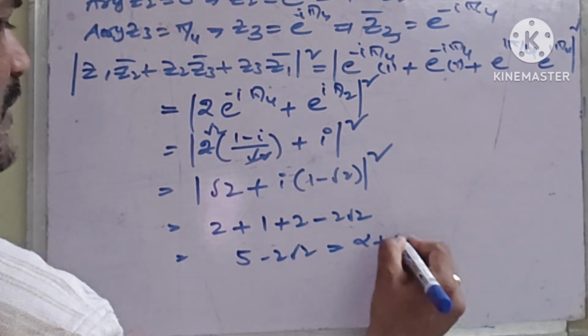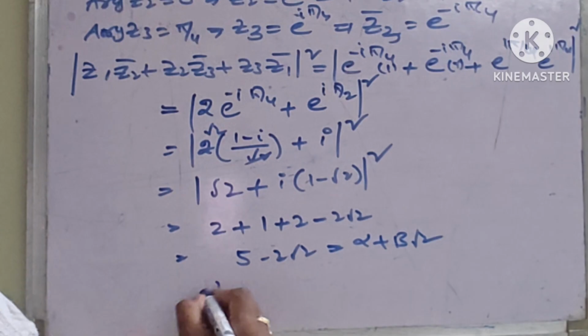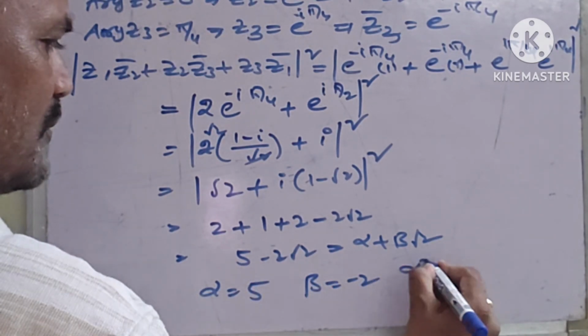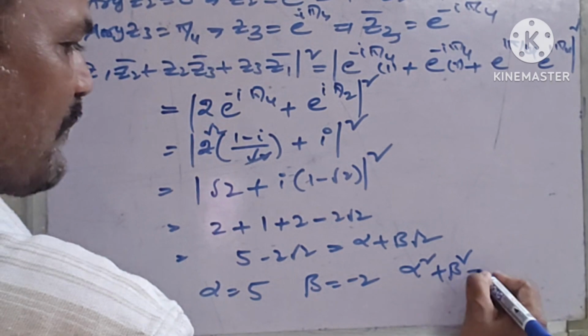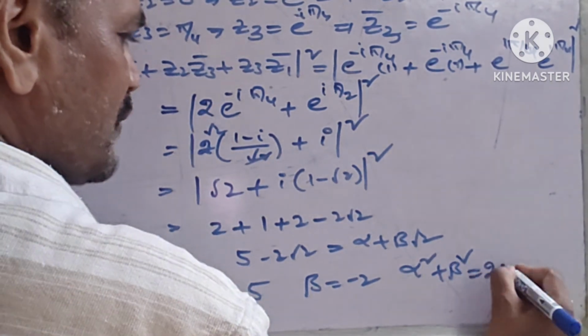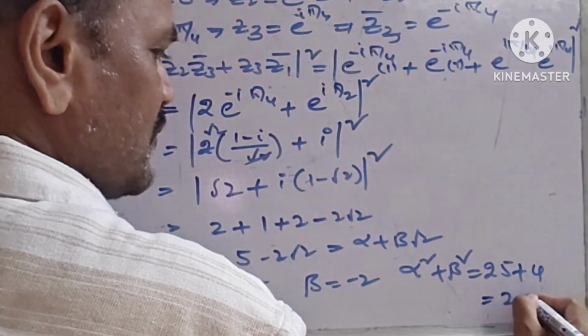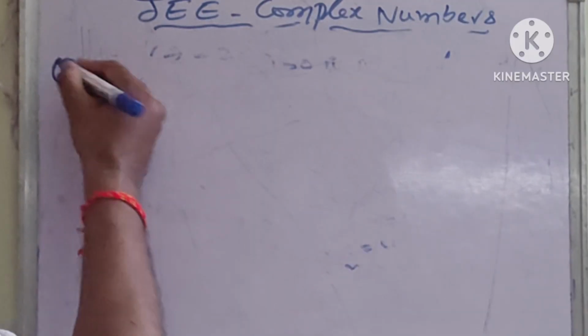This is alpha plus beta root 2, where alpha is equal to 5, beta is equal to minus 2. So find the value of alpha square plus beta square. 5 square is 25, minus 2 square is 4. The answer is 29. So one more model.